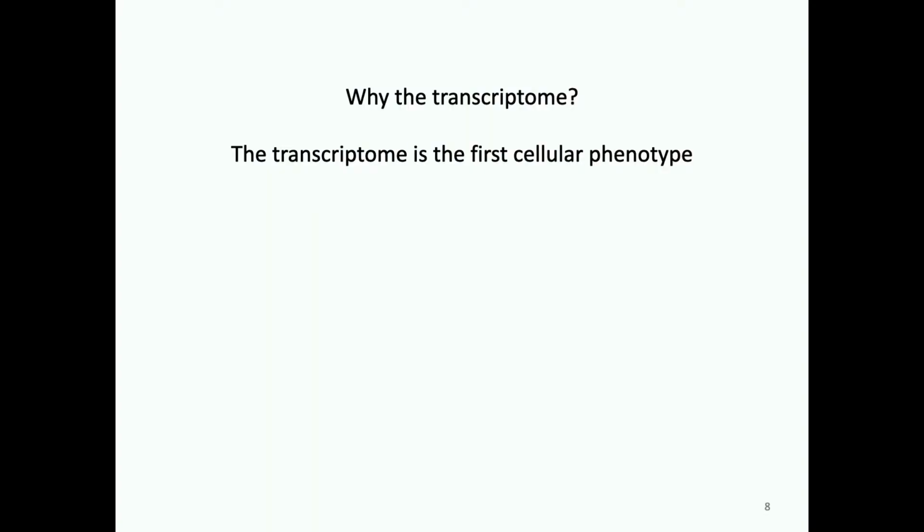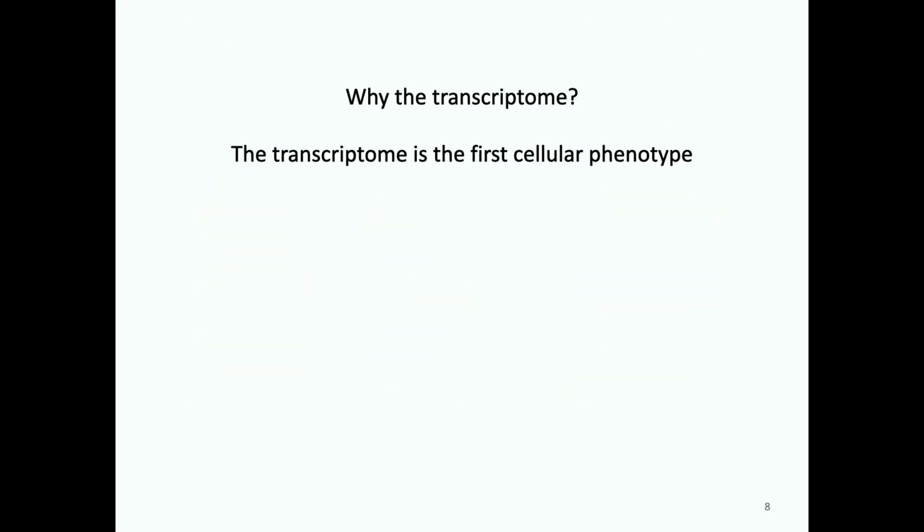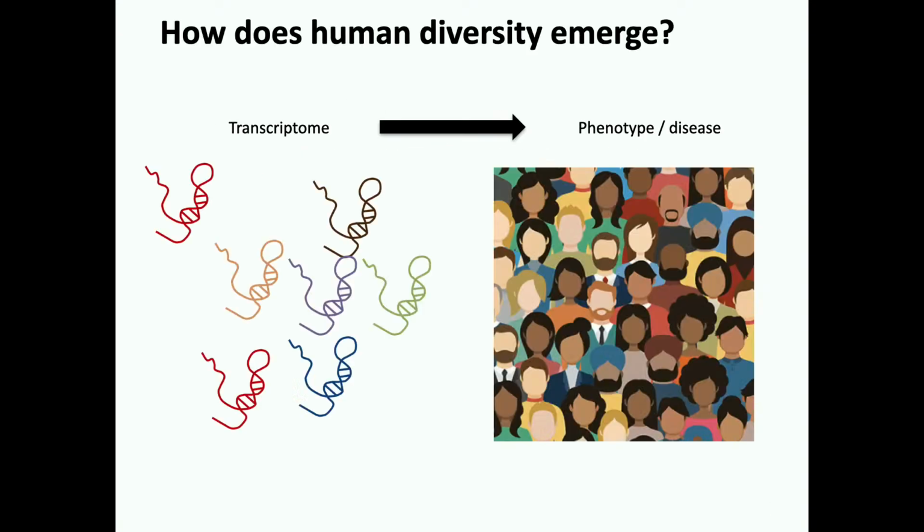And why do we care about the transcriptome? Well, the transcriptome is the first cellular phenotype, okay? It's the first thing that happens when a gene is activated. When a gene is activated, this is the central dogma of molecular biology. We have our genome.